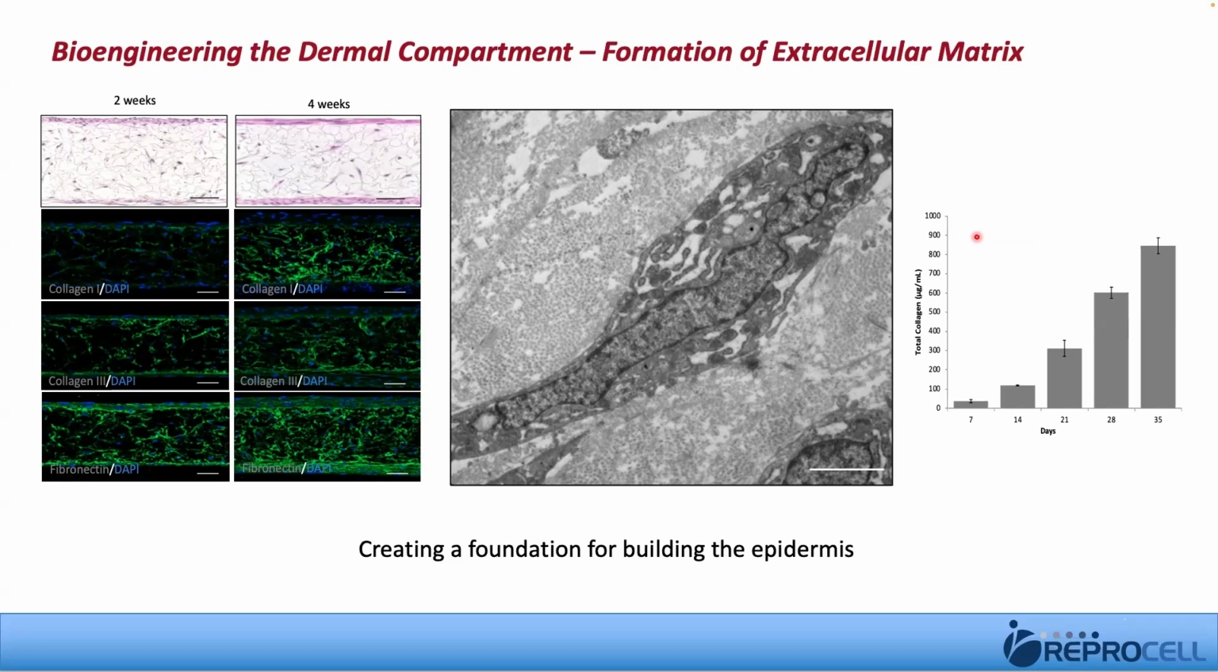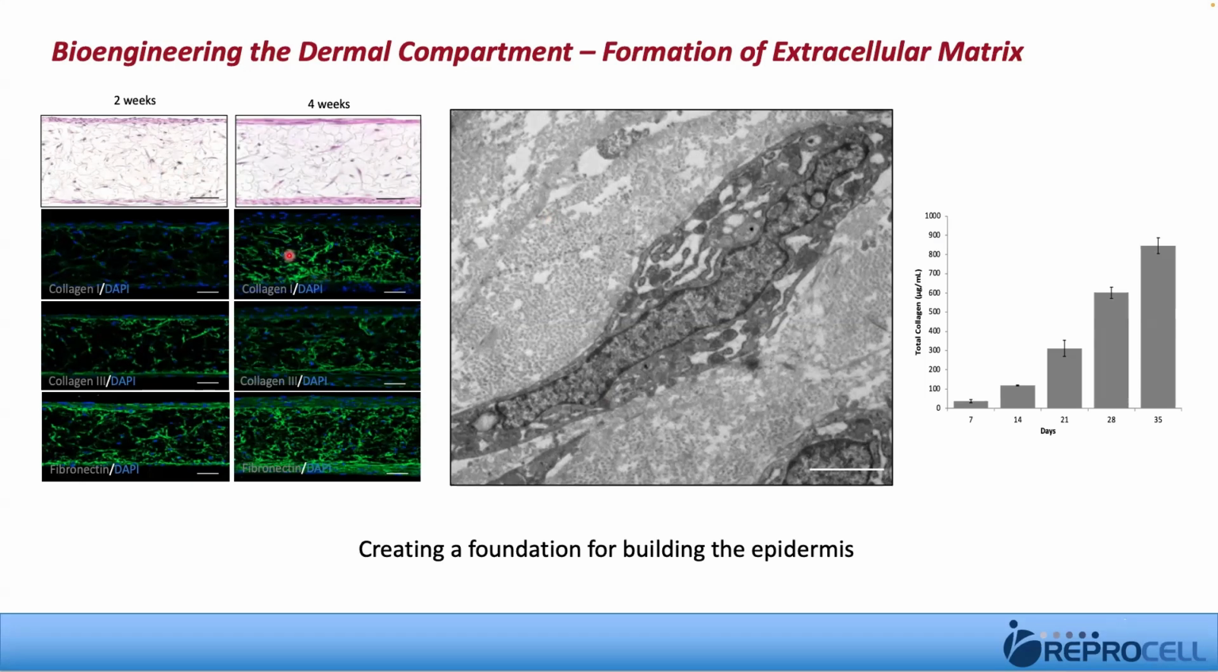So we don't add any ECM to our models. It's all human derived. So you can see in the transmission electron micrograph here, a single fibroblast, and it's surrounded by these collagen fibrils, and these are all derived from fibroblast. And it's not just collagen. We know from proteomic analysis of ECM extracted from these models that we see a whole range of different proteins and their isoforms that one would expect to see in the dermis, including signaling molecules, etc.